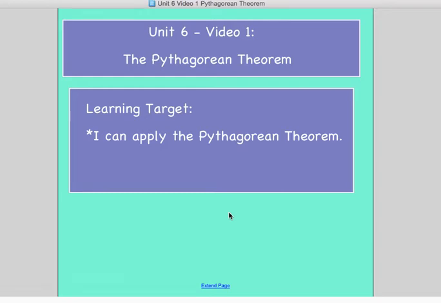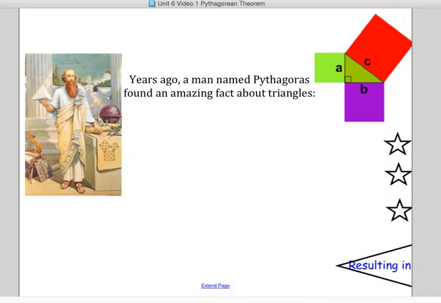Today we're going to go ahead and look at the Pythagorean Theorem. Your learning target is that you can apply the Pythagorean Theorem. The Pythagorean Theorem shows up a lot in the ACT, so you want to make sure that you're completely understanding it and you understand when you can use it. So we're going to look at that today.